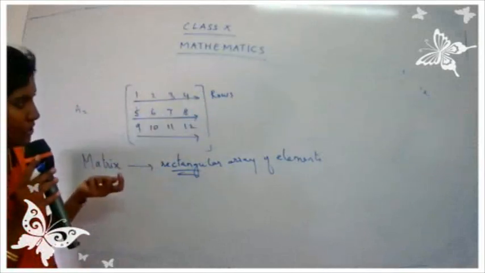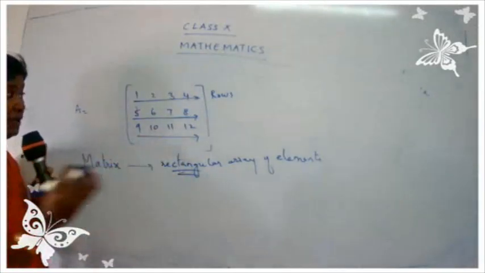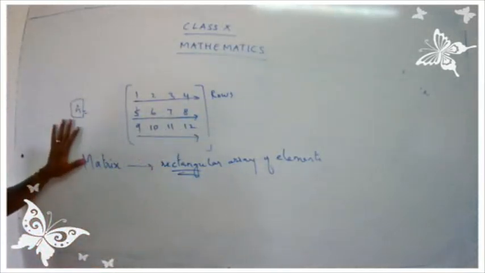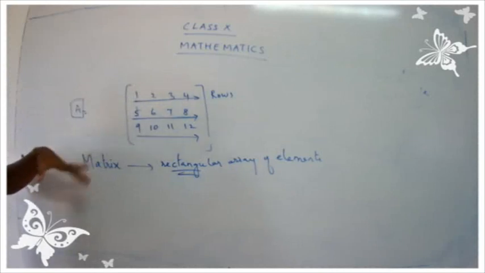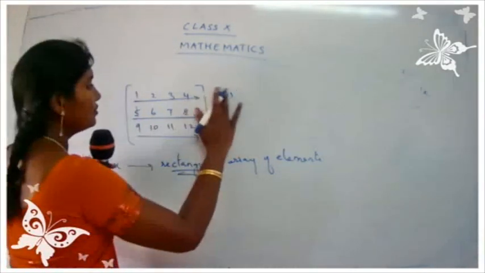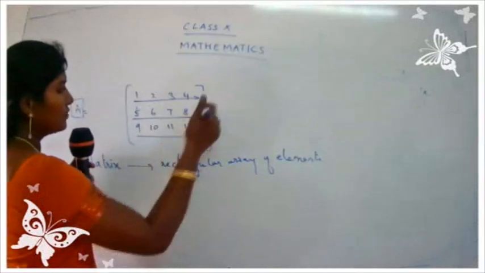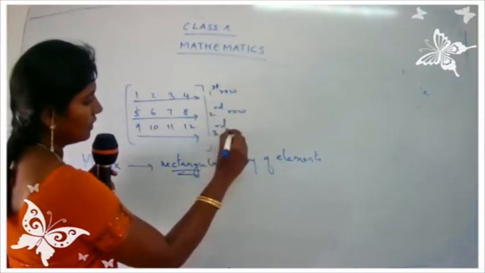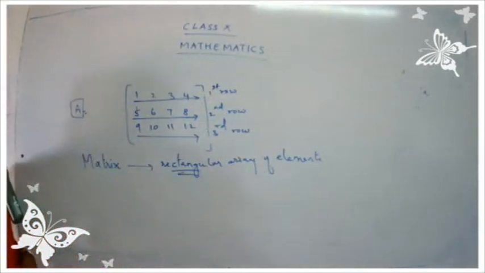So how many rows do you have here? 1 row, 2 rows and 3 rows. So totally we have 3 rows for this particular matrix A. What is the matrix we have taken here? It is taken as A. And we may have different matrices. We are not going to have the same matrix throughout the sums. Every time you would be having different numbers. So the thing you have to remember is you are going to find out how many rows are there. 1, 2, 3. So first row, second row, third row. Are you clear, children? So what is the meaning of rows? The horizontal arrangements are called rows.